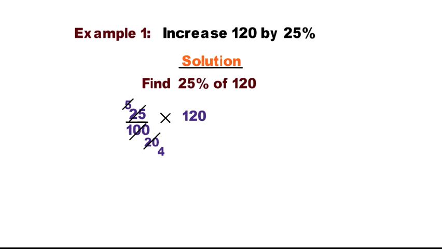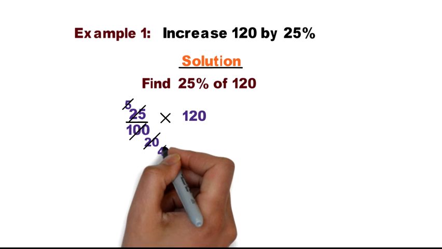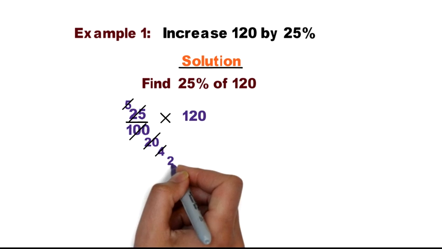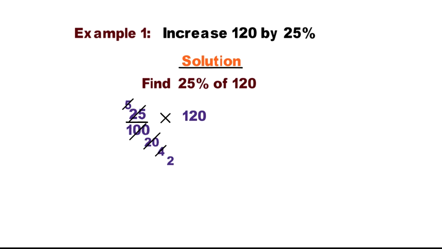Next, 2 can divide 4 and 120. So, 2 divides 4 gives us 2. And 2 divides 120 gives us 60. Next, 2 can still divide. So, 2 will cancel out 2. And 2 divides 60 gives us 30. So, the result is equal to 30.